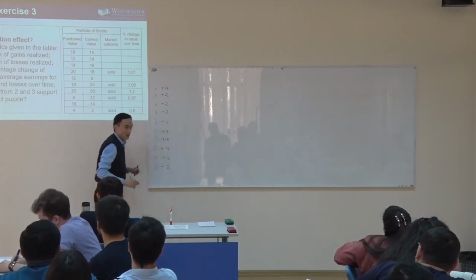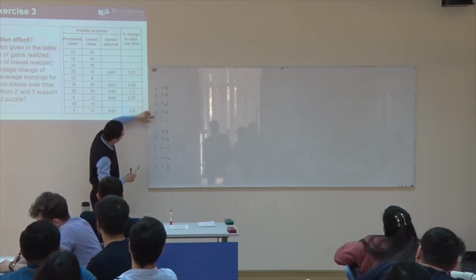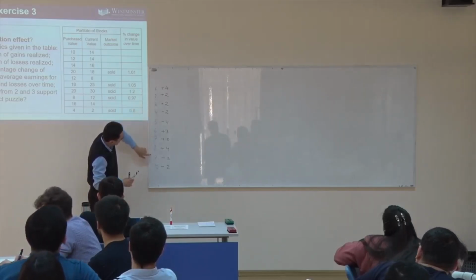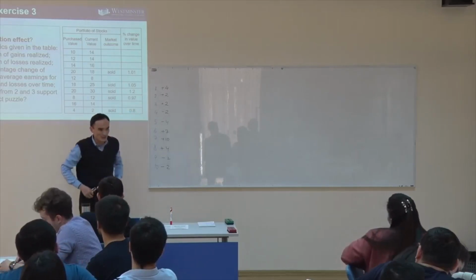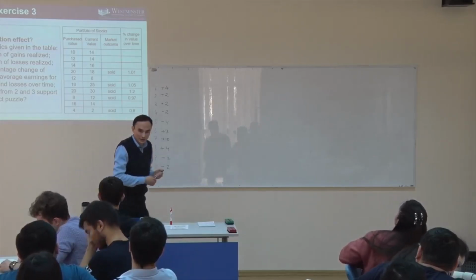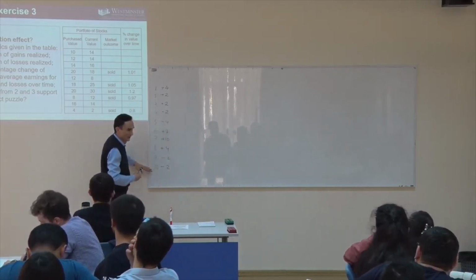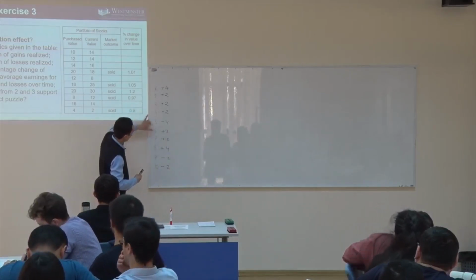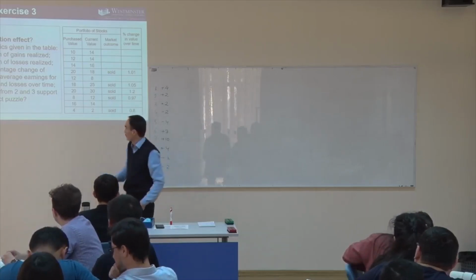Minus 2. So now, from these 10, I have 1, 2, 3, 4, 5, 6 gains, and I have 1, 2, 3, 4 losses. So I have risk diversification, right? You have learned. I have diversified my risk. When I diversified, there were 4 losses and 6 gains. Okay, that's the case. Good.